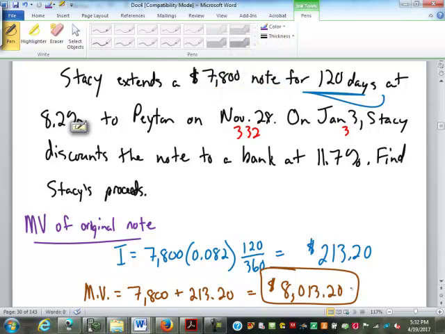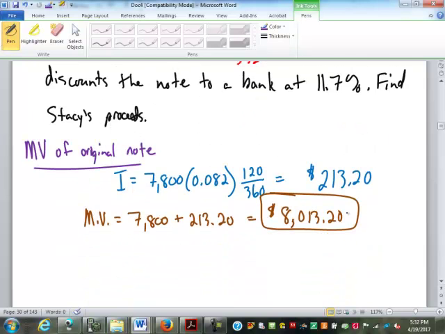That will be the face value of the discount note, the discount loan that Stacy takes with the bank. Step 2 is what? Figure out how many days are left, or the discount period. So now is where we use the days. And even though we used ordinary interest here, we still use 365 to find our days. So it's going to be 365.